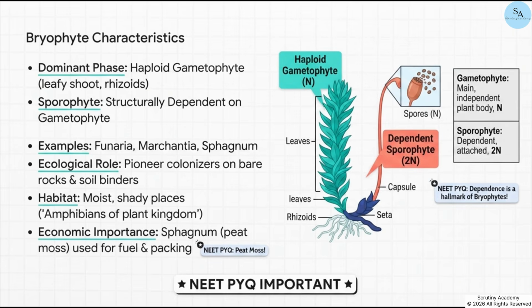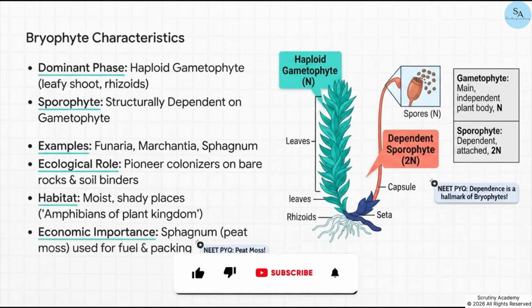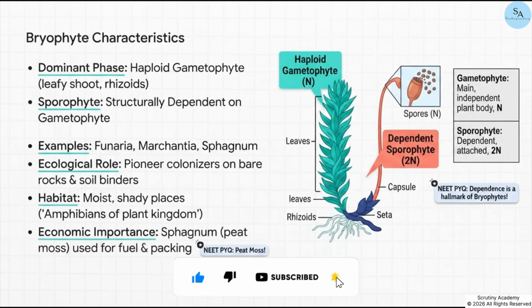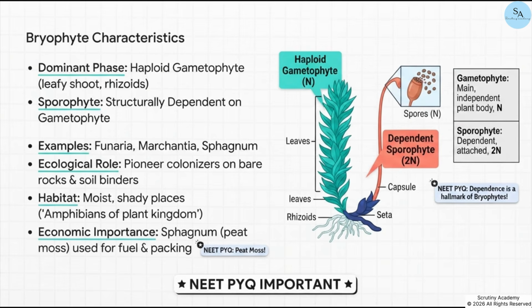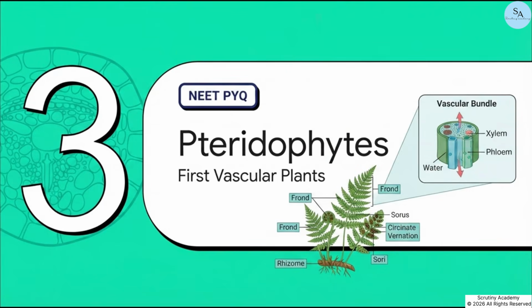Also, if a question ever asks you about fuel or packing material for shipping living plants, sphagnum is your immediate go-to answer for peat. And ecologically speaking, mosses along with lichens are the rock-breaking pioneers that literally make barren land suitable for other plants to grow. Pretty amazing, right?